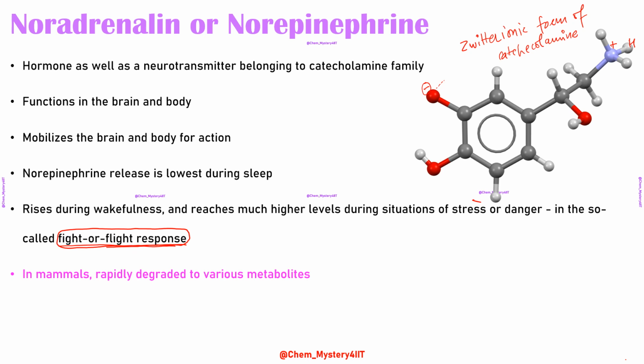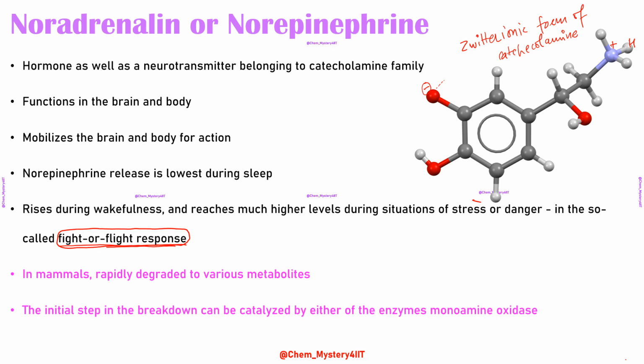For that, the decomposition is required by different enzymes, and such an enzyme we call monoamine oxidase. So this monoamine oxidase is the enzyme which is responsible for the decomposition of noradrenaline. Now, how this monoamine oxidase is related with aspirin, we can try to look into those aspects.